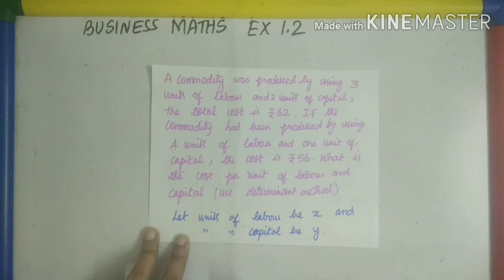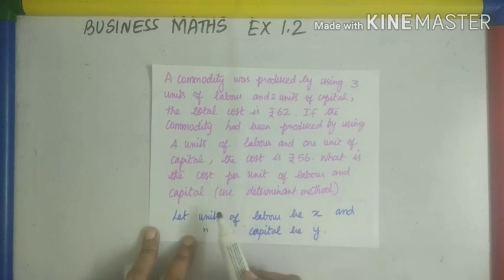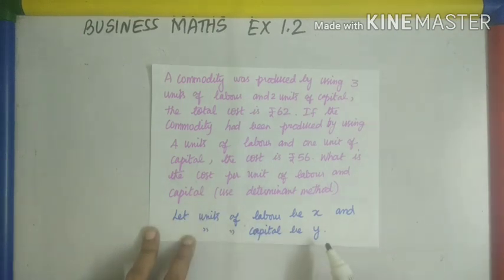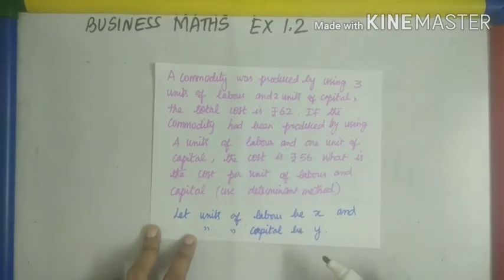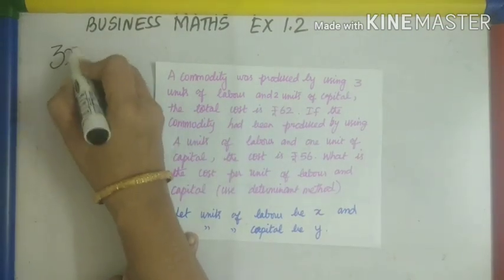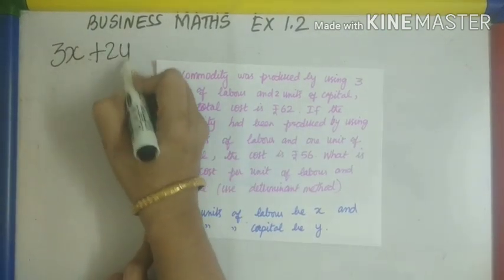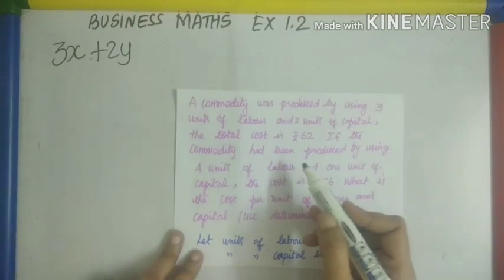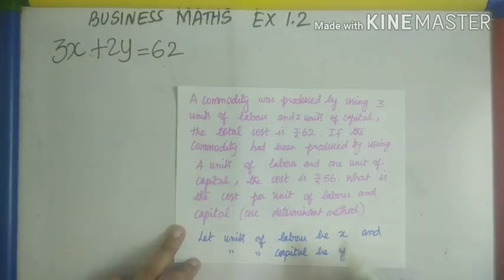capital? So, let me take cost per unit of labor to be X and cost per unit of capital to be Y. So, how many variables do we have? 2. X and Y. So, as we read the statements, let us frame the equations. 3 units of labor means I can write 3x and 2 units of capital means 2y and the total cost is 62 means write equal to 62. So that gives me the first equation.